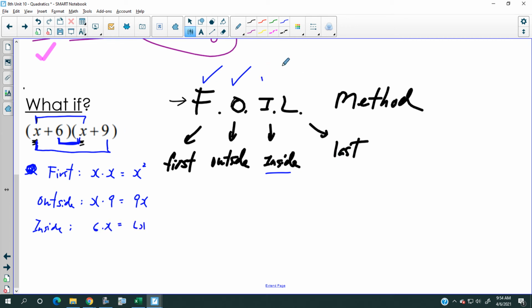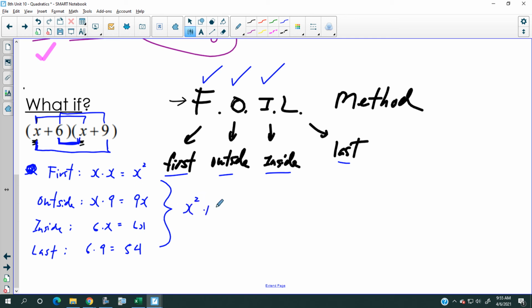And then we got last. What's last? The two last terms. The two X's are the two first terms that we did already over here. These are the two last terms. So last would be 6 times 9. That's easy, 54. Now, that's not really done yet, because we took a lot of time breaking this whole thing down. So we're just going to put this back together.